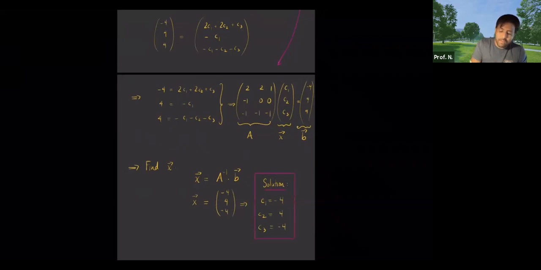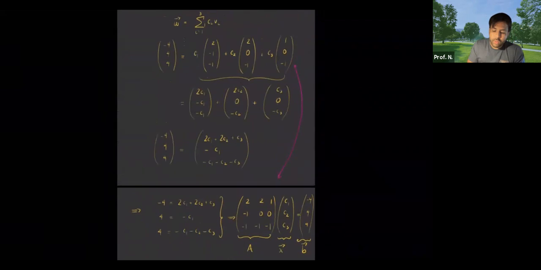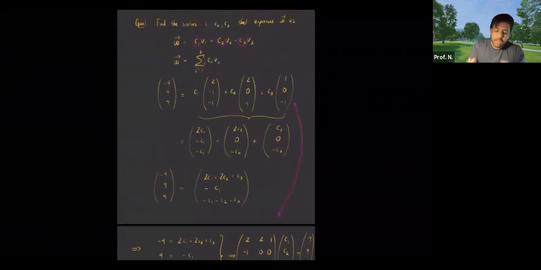So once I found this, I am finished, in the sense that I found the linear combination of C1, C2, C3. All I had to do was replace C1 with -4 and multiply that. I have -4 of those V1s plus 4 of these V2s, and I got a -4. So this here would be the linear combination.